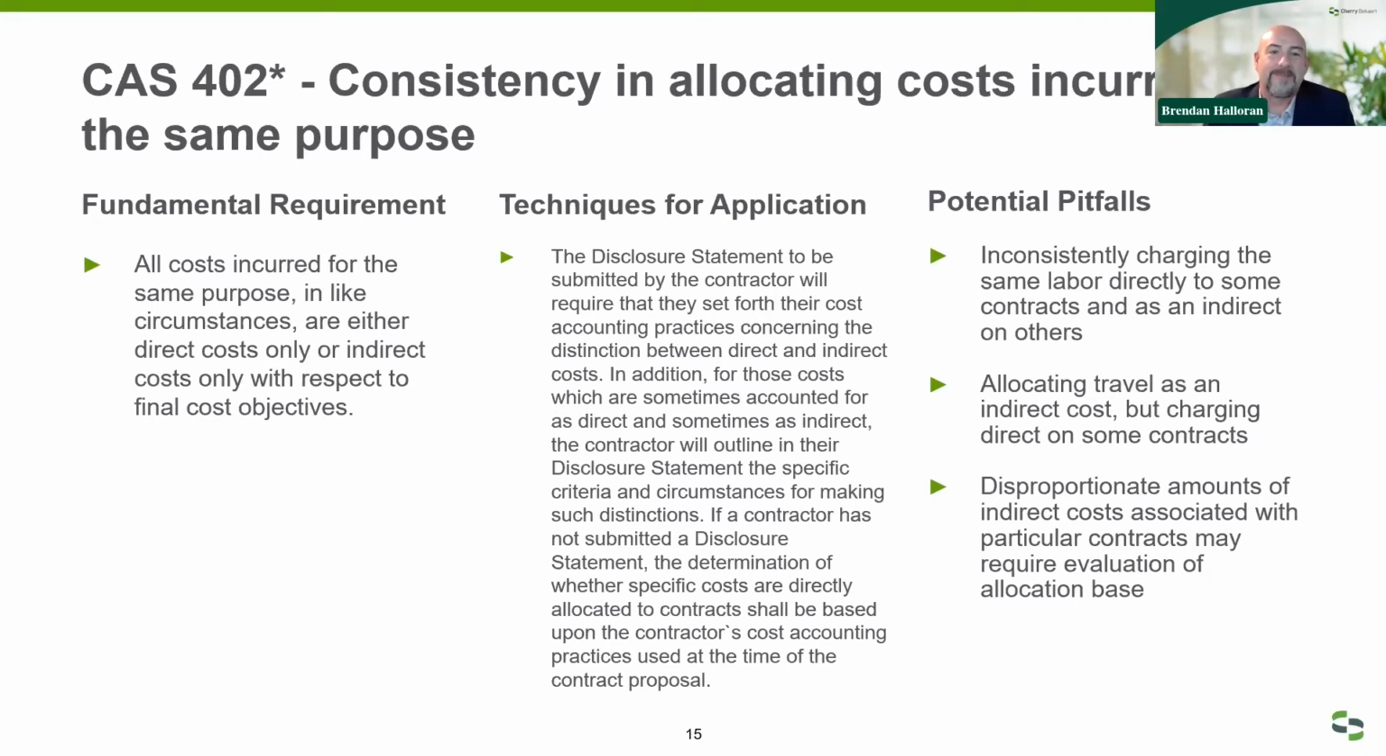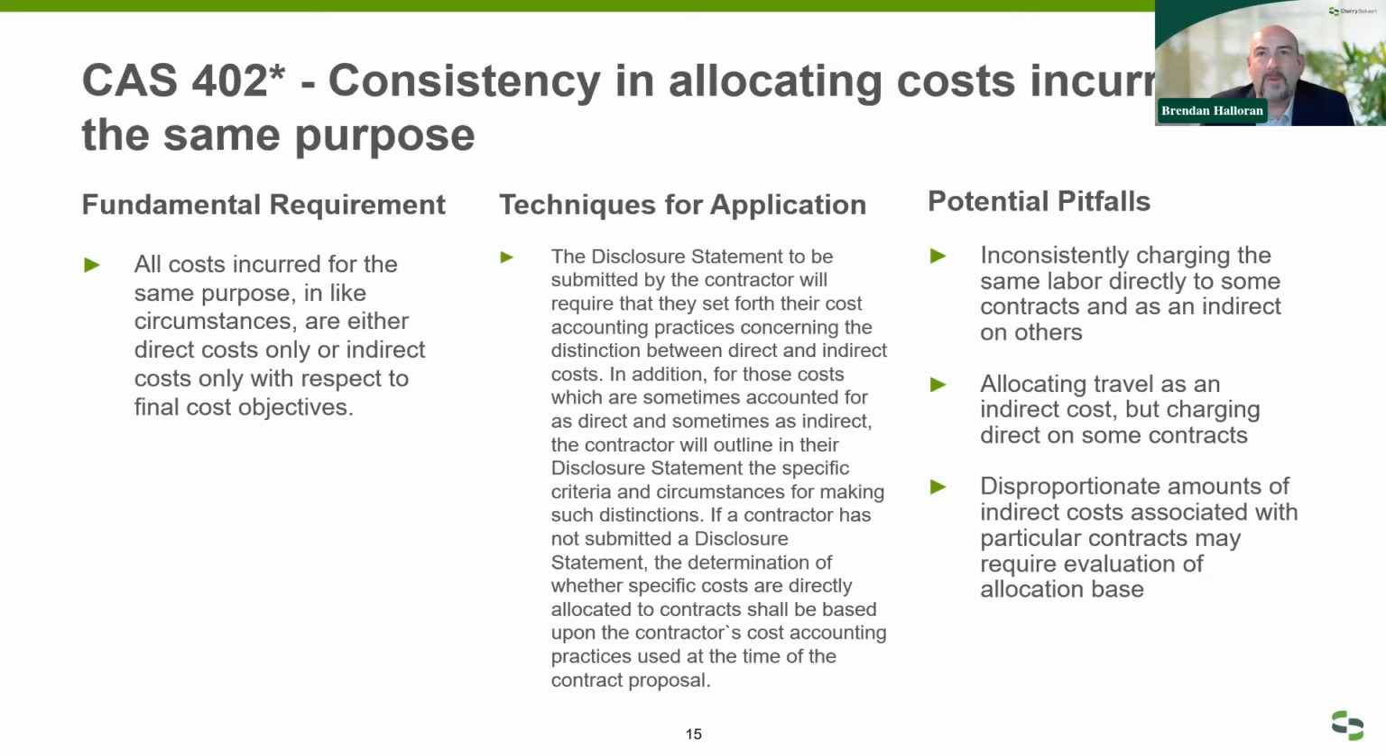So, again, the fundamental requirement here is that all costs incurred for the same purpose and in like circumstances are either direct costs only or indirect costs only. Now, one thing about this standard is that, when you get to the disclosure statement, there are many instances where something may be sometimes direct and sometimes indirect.